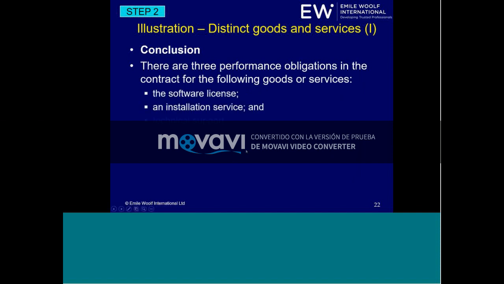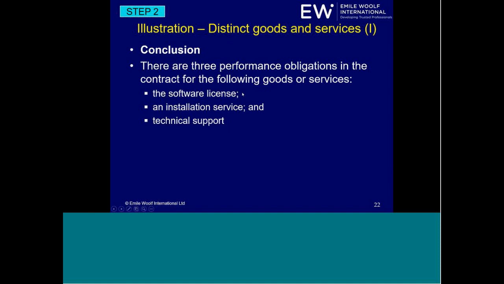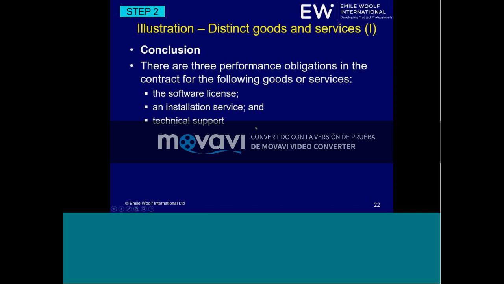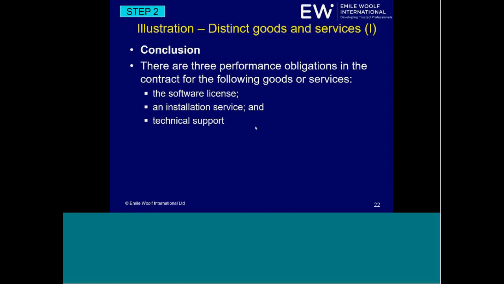Conclusion, the performance obligations: a performance obligation for the transfer of the license, a performance obligation for an installation service, and a performance obligation for technical support. Now, coming up later, the implication will be, therefore, that we take the program deliverable and dish it out to the installation service and the technical support. That's to identify the underlying separate, distinct deliverables.